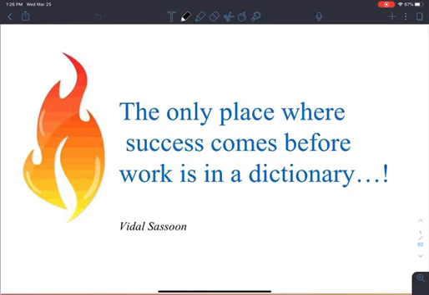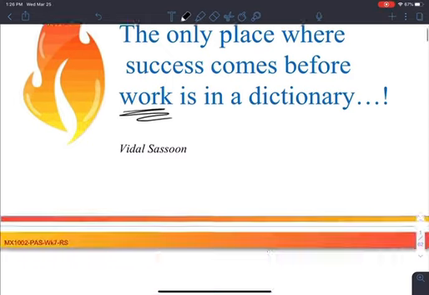But this is a good one. The only place where success comes before work is in the dictionary, and that's 100% true. If ever you think you want to do something, you don't tell yourself you can't do it until you've tried to put in the work. You're not going to be successful at things unless you have some amazing God-given talent, unless you put in the work.